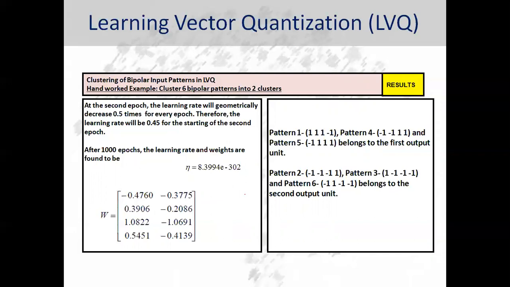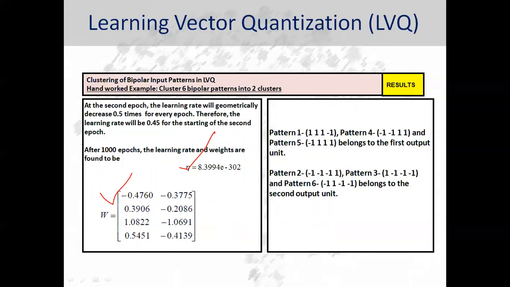Therefore the learning rate will be 0.45 for the second epoch, and after running 1000 such epochs the learning rate will come out to be equal to this one, and the final weight matrix after 1000 epochs will be this one. And if we apply the 6 patterns using these weights, then the output cluster generated by our LVQ will be like this.